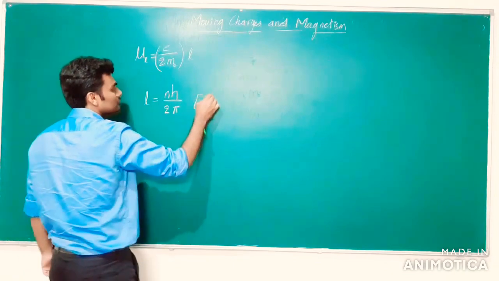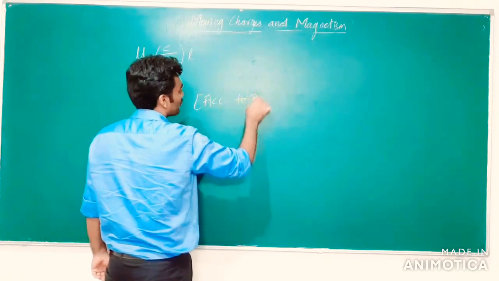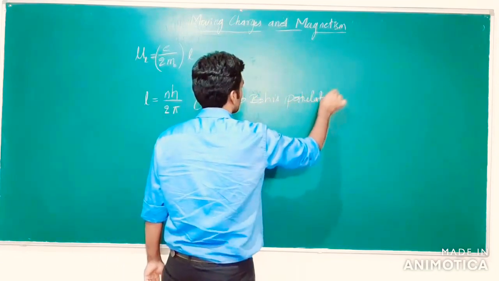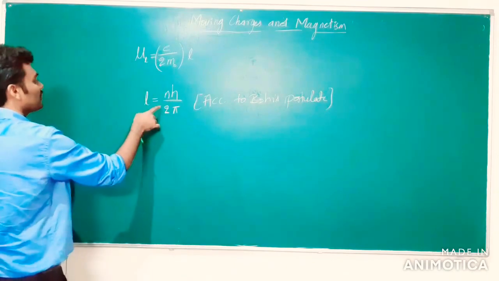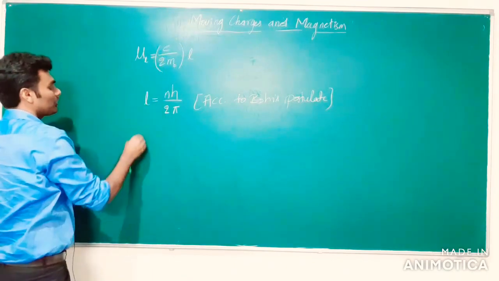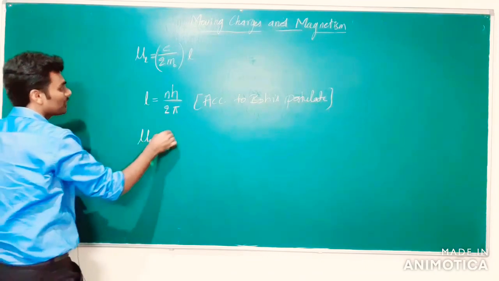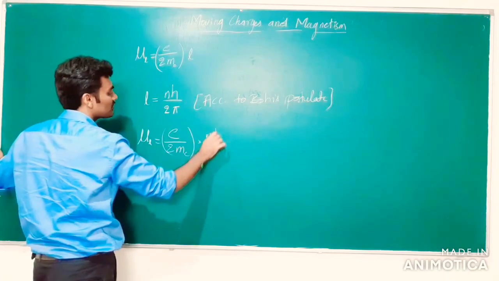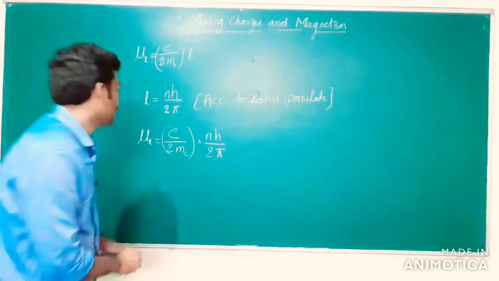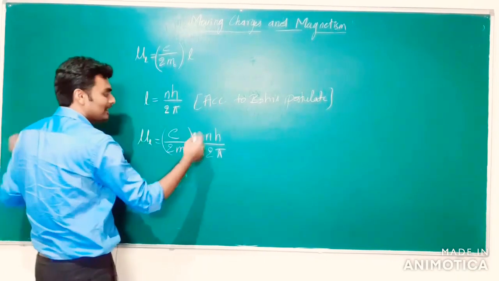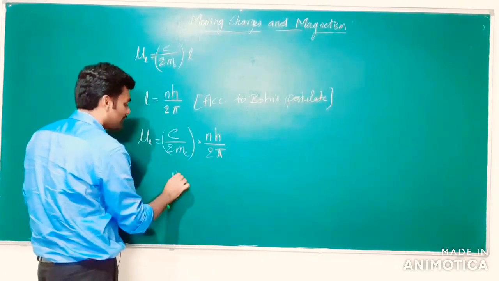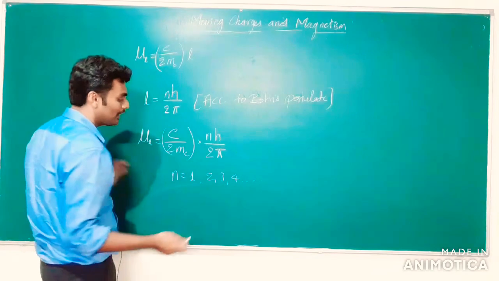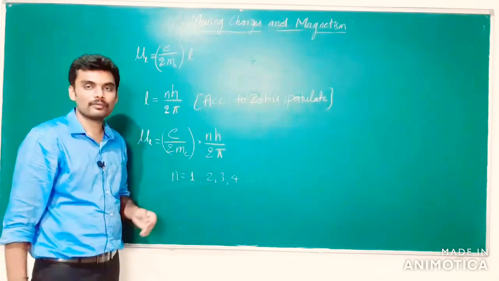So according to Bohr's postulate, L is equal to nh by 2 pi. If I substitute that into the expression we have already derived, mu L becomes equal to e by 2me into nh by 2 pi. Now what is this n? n is any integer that we can choose. n can be equal to 1, 2, 3, 4 and so on. That is why we say an integral multiple.